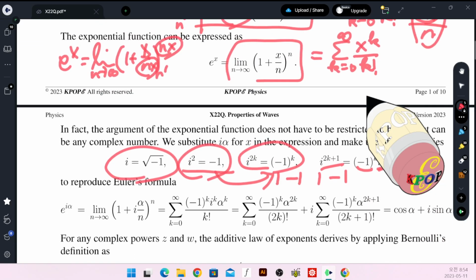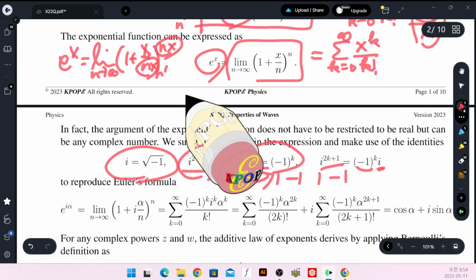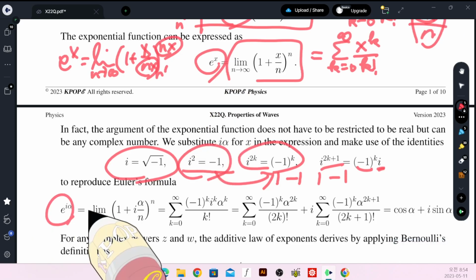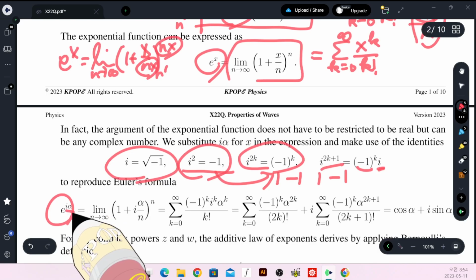As a result, we extend this to the complex plane, especially along the pure imaginary axis. This is called analytic continuation. Analytic means it is continuous and differentiable, something like that, in complex space.